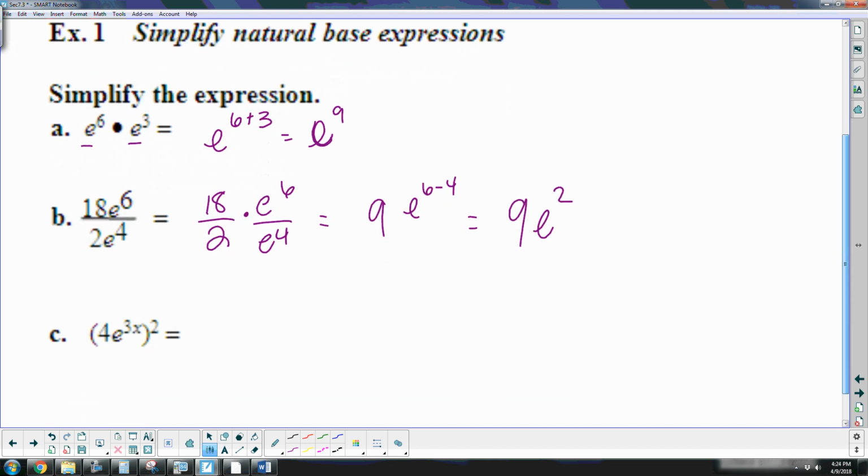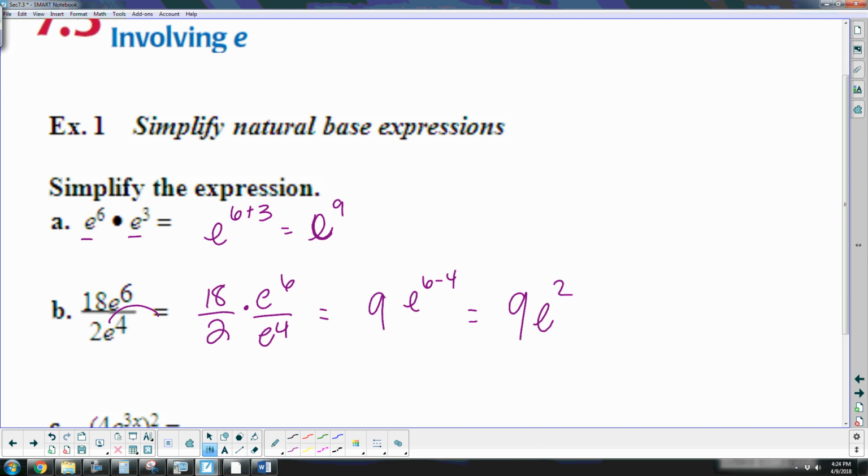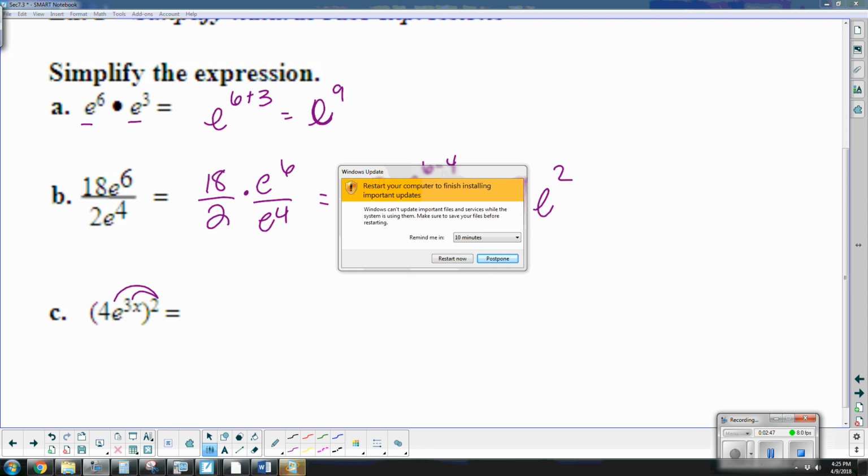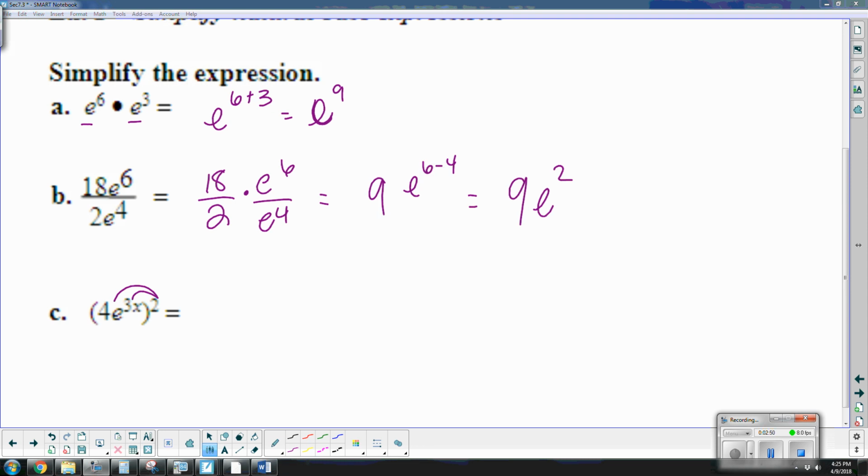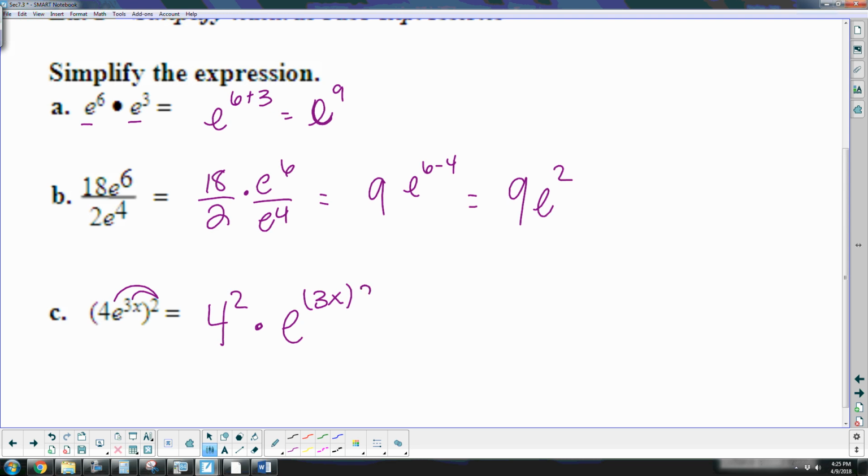And then the last one, we're taking power of powers. So we have to distribute that exponent to each term that's being multiplied. So we have 4 squared times e to the 3x times 2. So that's 16 times e to the 6x power.